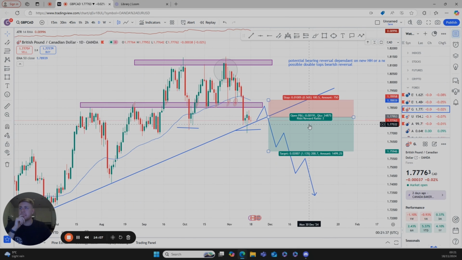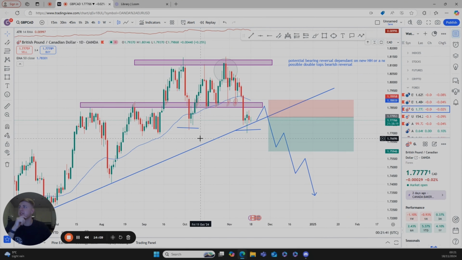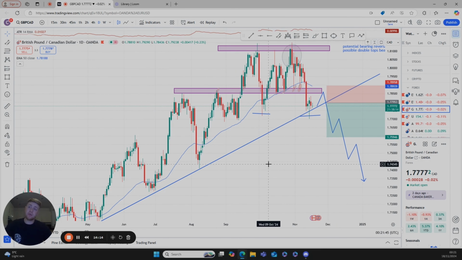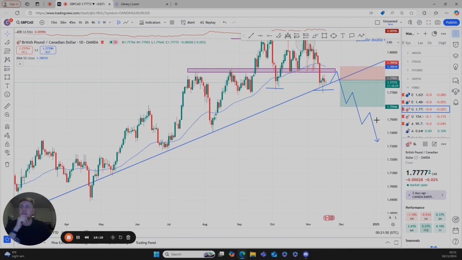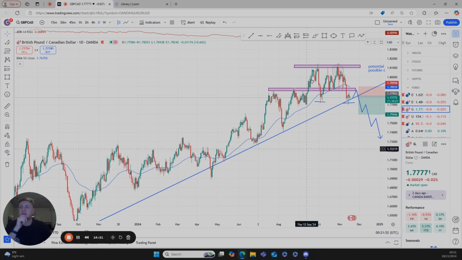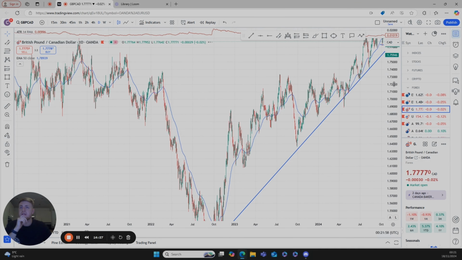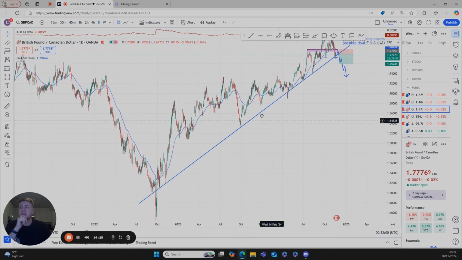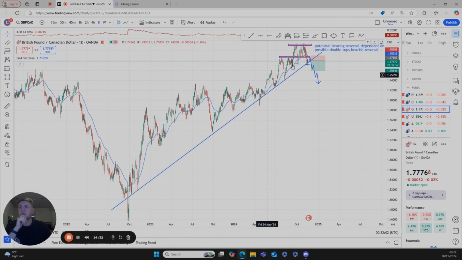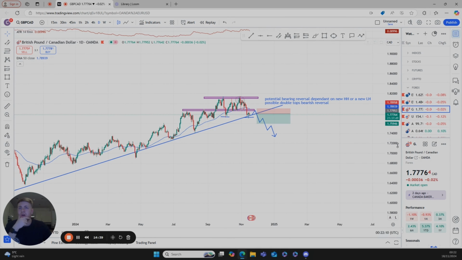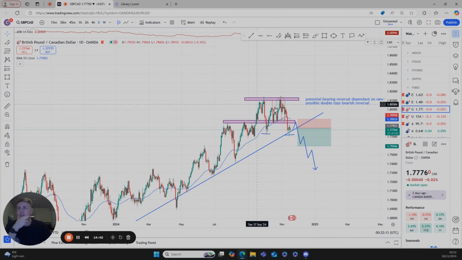Next up is the GBP CAD. Again, this is a new one that I spotted over the weekend. We've got a strong bullish market to the upside. Let's get it all in camera there. So as you can see, we've got a strong bullish market to the upside. Then I noticed it's reached this top here, and as you can see, we've got a double top.